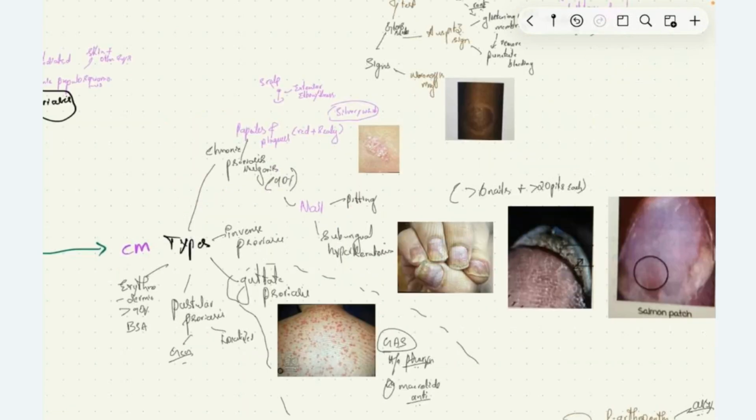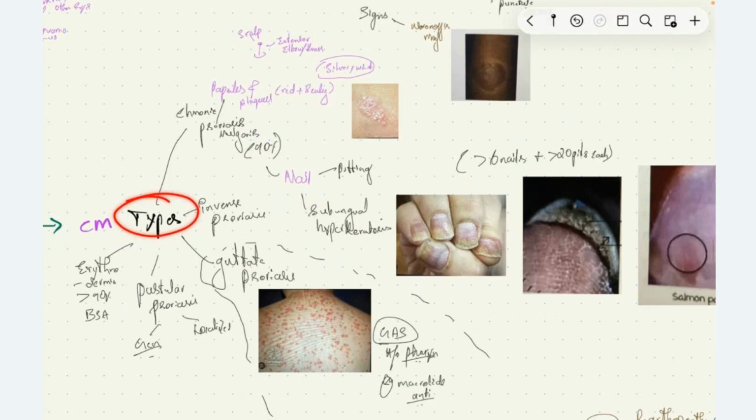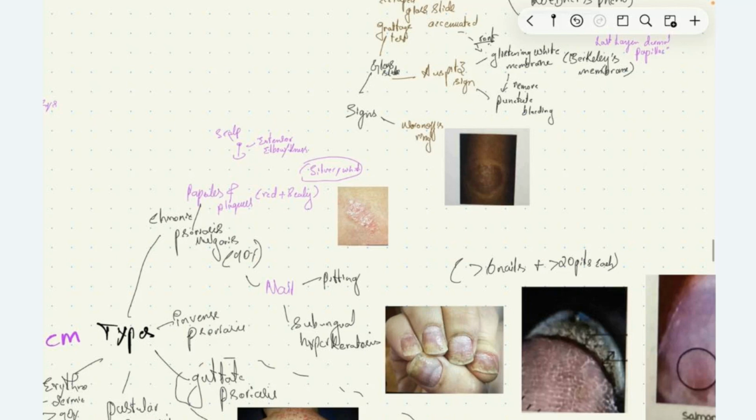We have different clinical types based on clinical manifestation. The most common one, seen in 90% of patients, is chronic psoriasis or psoriasis vulgaris. Chronic psoriasis or psoriasis vulgaris has papules and plaques which are erythematous with scaling, that is silvery white scale. The papules are raised skin lesions less than 1 centimeter. The plaques are raised skin lesions more than 1 centimeter.